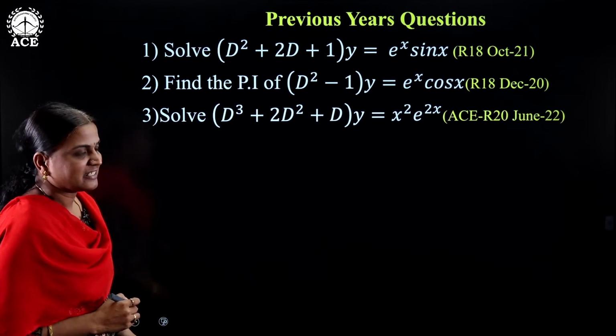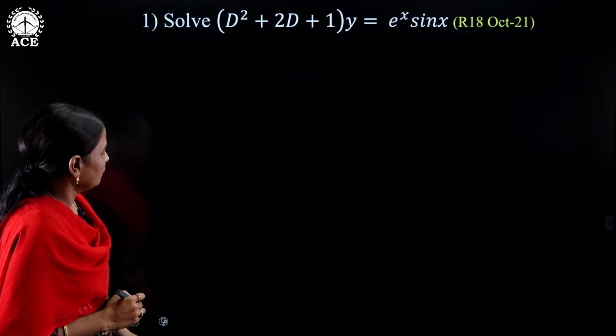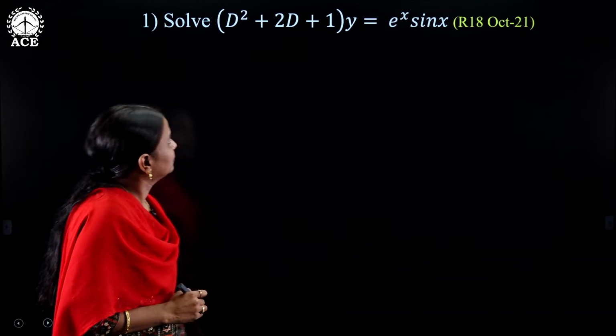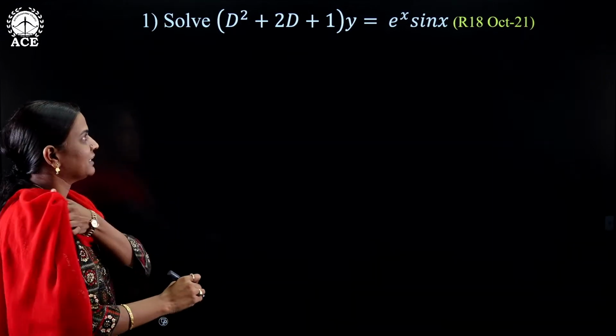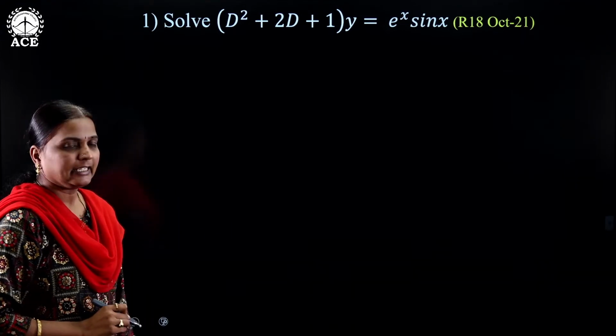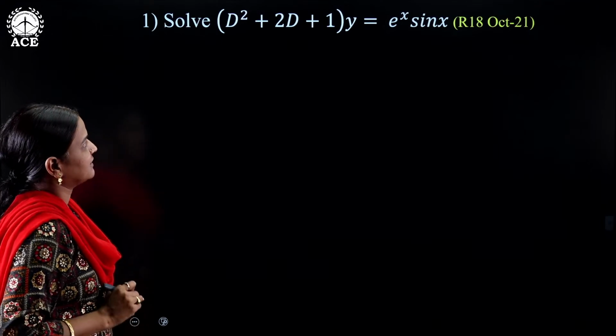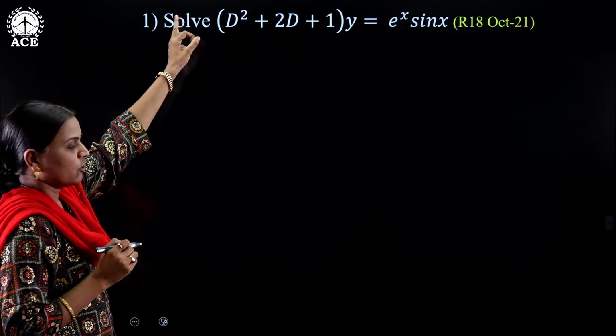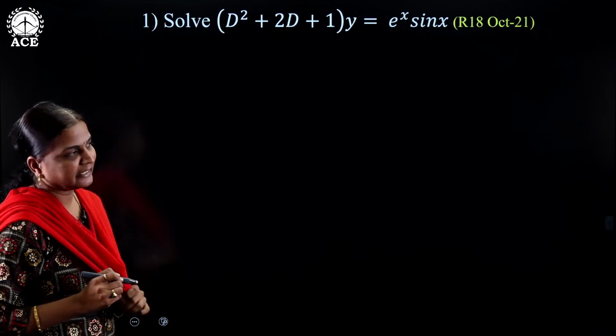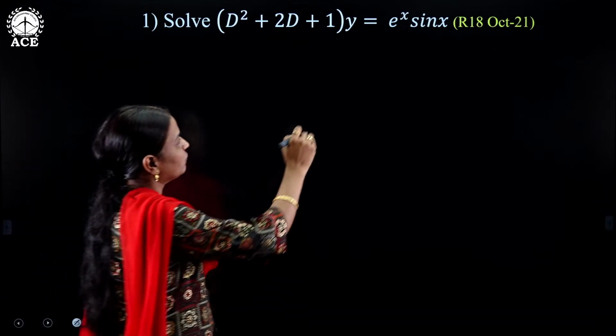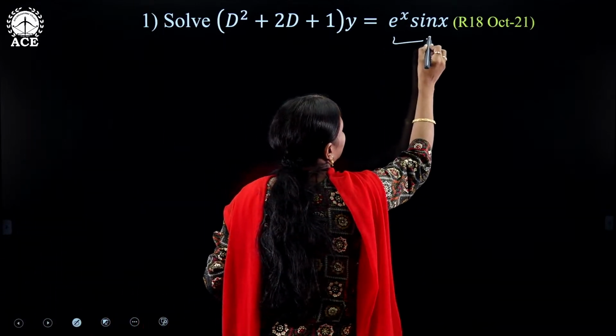So we will see previous questions. First question, solve: D square plus 2d plus 1 into y is equal to e power x into sin x. Solve means we have to find out the general solution. So how to find out the general solution of this differential equation?